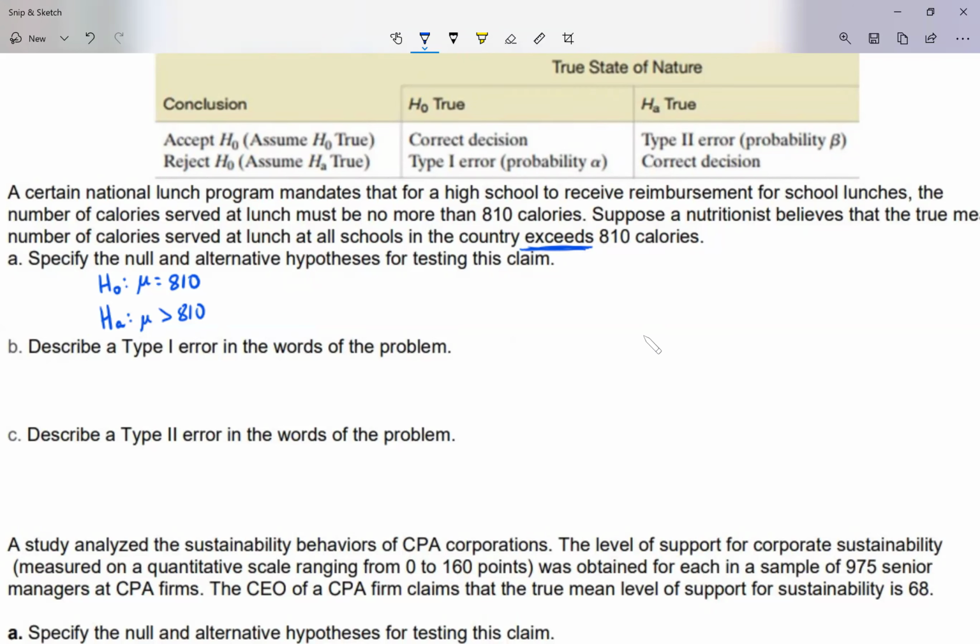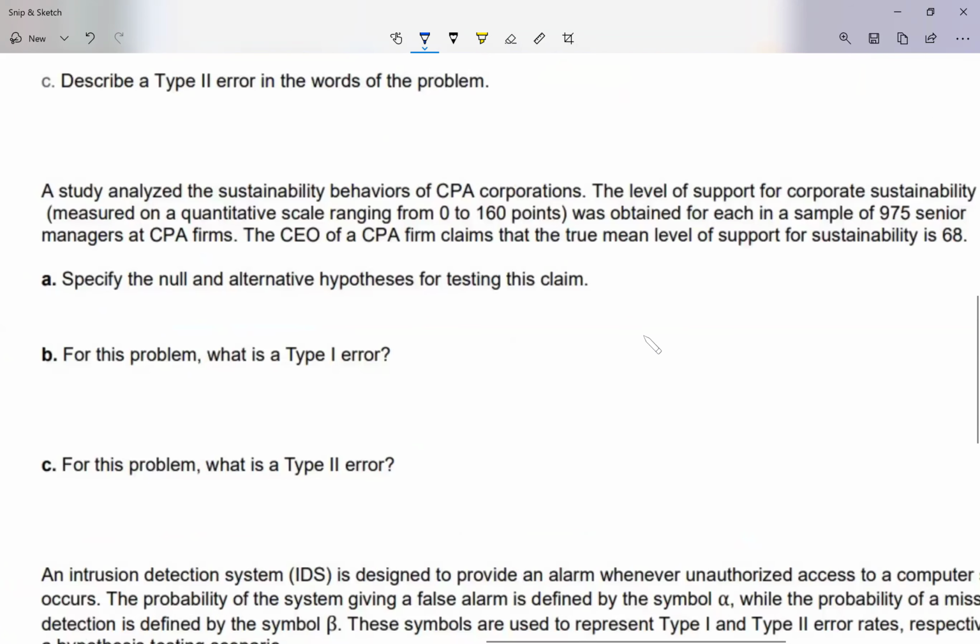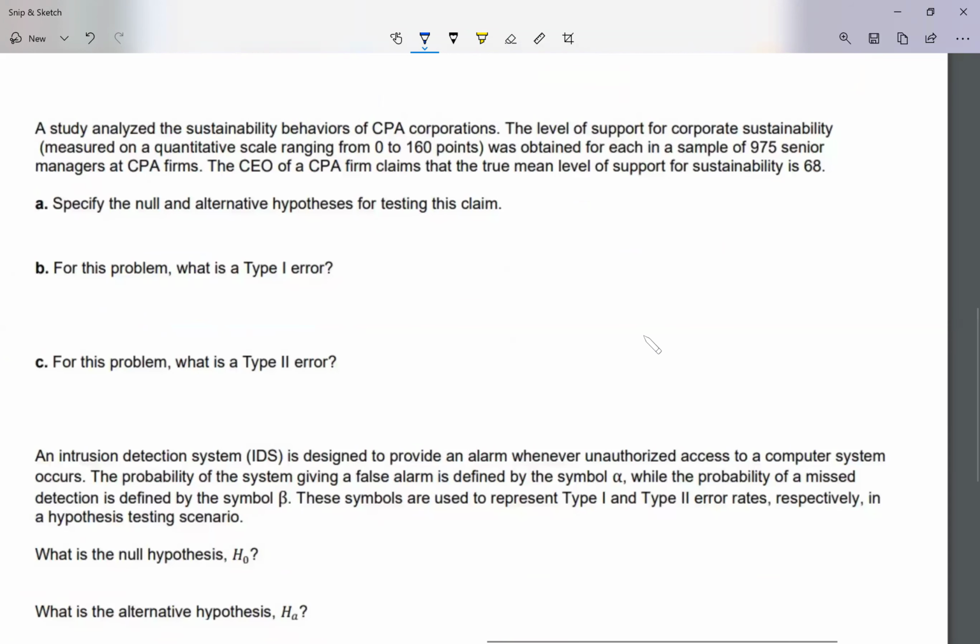Okay, so not bad. Let's take a look at another example. A study analyzed the sustainability behaviors of CPA corporations. The level of support of corporate sustainability, measured on a quantitative scale ranging from 0 to 160 points, was obtained for each in a sample of 975 senior managers at CPA firms. The CEO of a CPA firm claims that the true mean level of support of sustainability is 68. So we need to specify the null and alternative hypothesis for this claim.